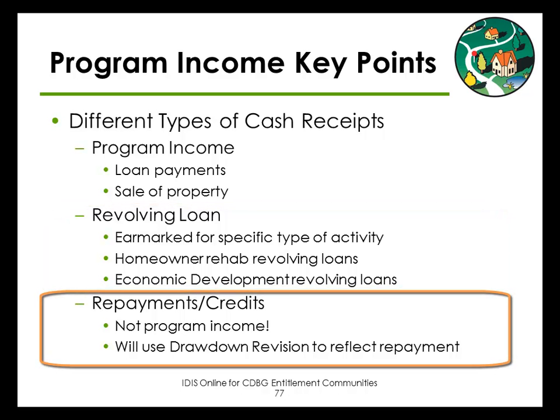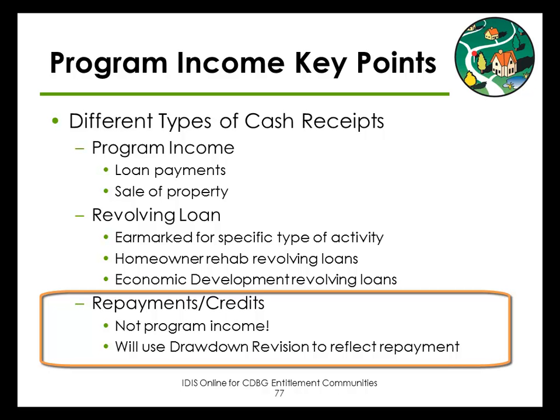The third type of CDBG receipt in IDIS is a repayment. Please note that repayments are not program income. Program income and revolving loan receipts are generated from eligible activities, where repayments occur when an activity is repaying an ineligible cost or an excessive draw.